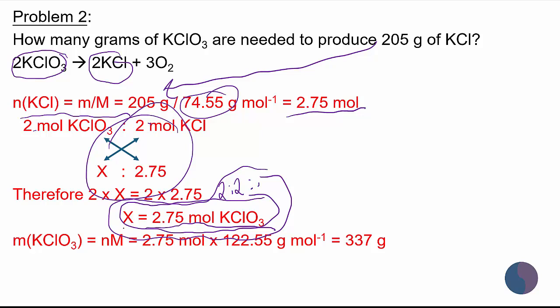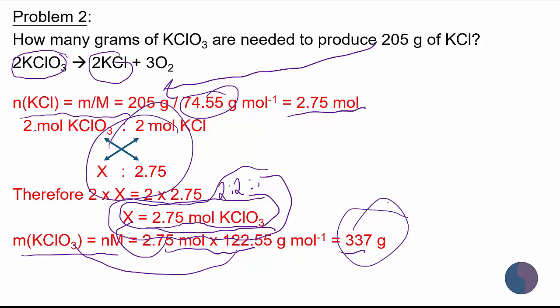So again, labeled formula, and then substitute, and then units. That's from the periodic table, and that's from there, and that's what you get. So if you wanted 205 grams of potassium chloride, you'd need to start with 337 grams.